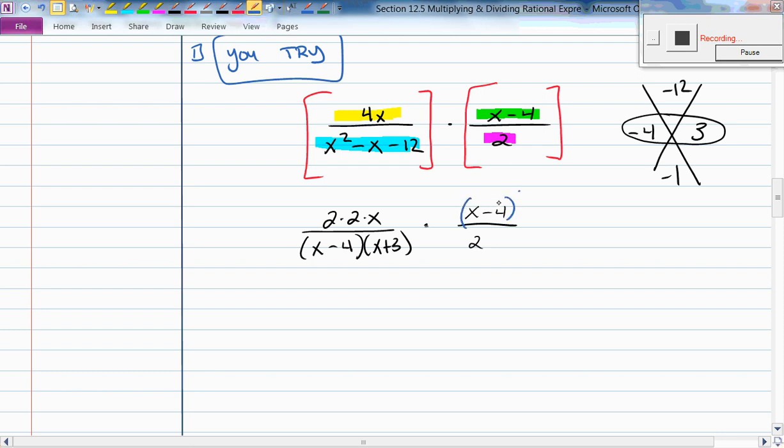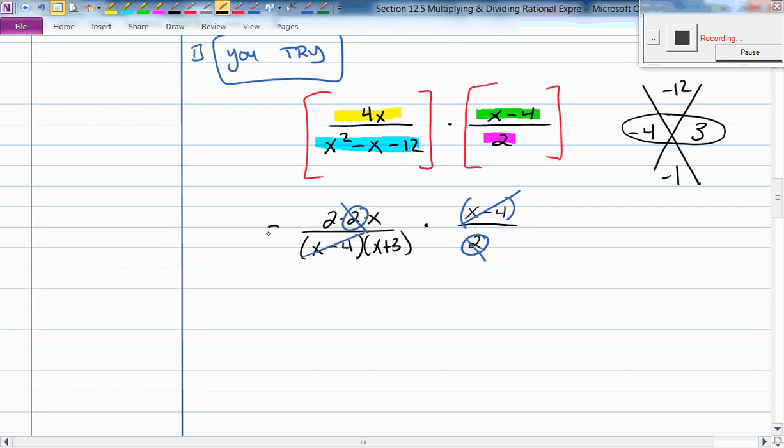Yes, this whole x minus 4 and this whole x minus 4. That's a ratio of 1, right? What about the 2 and the 2? Ooh, very good. What about the 2 and the 2? Get rid of those as well, because they make a fraction of 1. Now, anything else cancel? No.